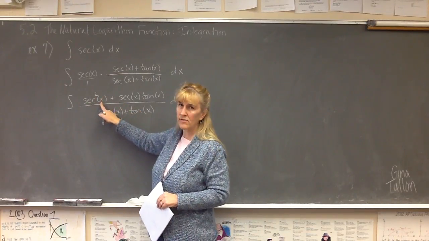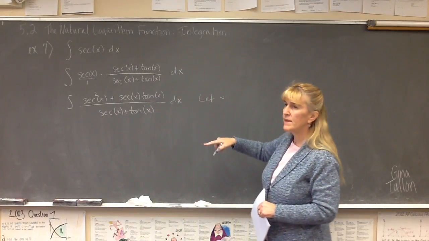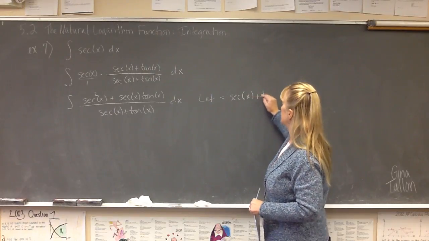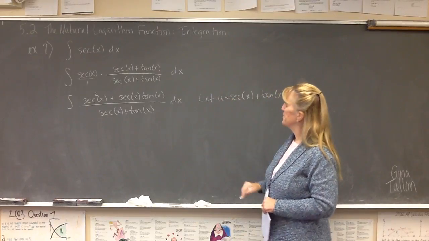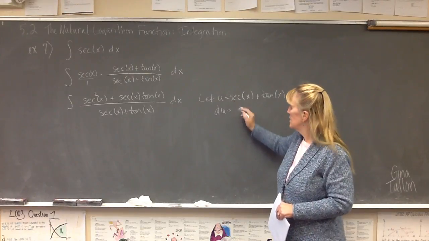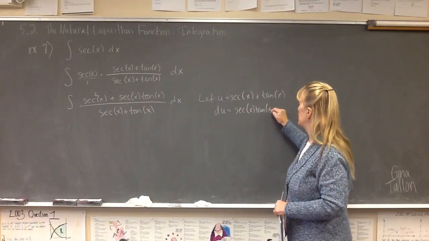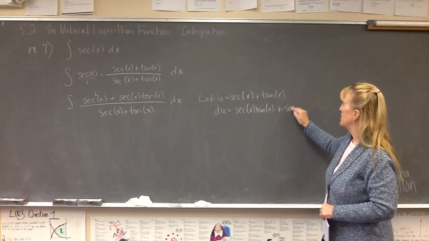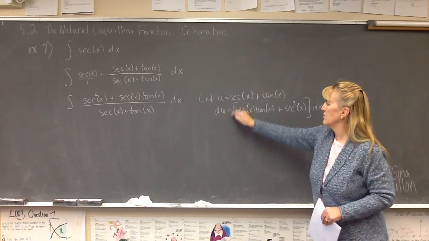secant squared x. So if my u is the denominator, secant of x plus the tangent of x, I'd like a u in there, thank you. Then my du would be the derivative of secant x, which is secant x tan x, plus, what's the derivative of tangent x? That would be secant squared x. And all of this gets a dx.